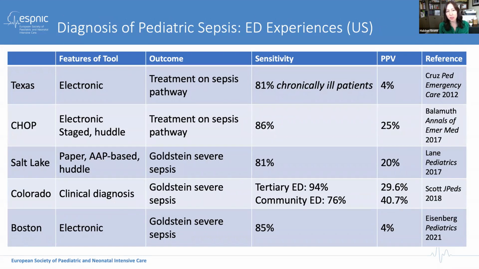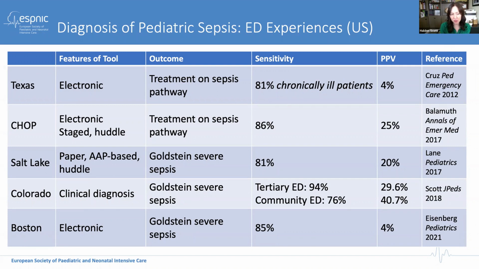So here's an example of some of the tools that have been published and their test characteristics in actual live experience. These are all from US emergency departments, and you can see that the sensitivities and positive predictive values ranged. In general, more sensitive tools had lower positive predictive value, although that was not always true. Some really just performed a little better than others. I want to highlight some of these were built into electronic health records, and some of them were paper-based.